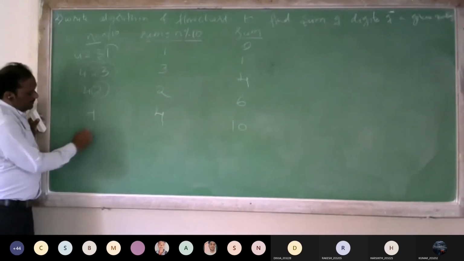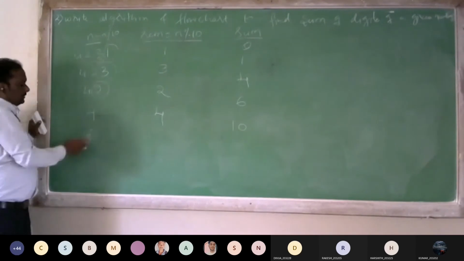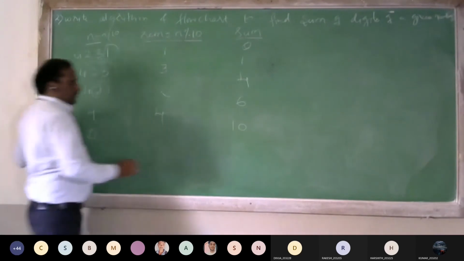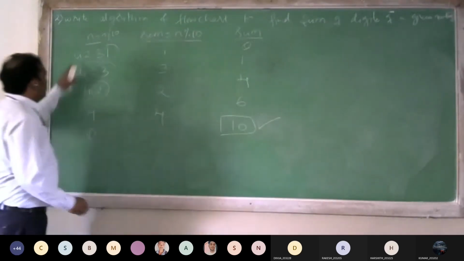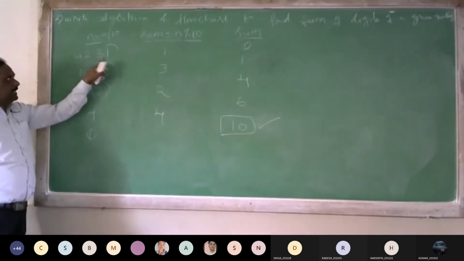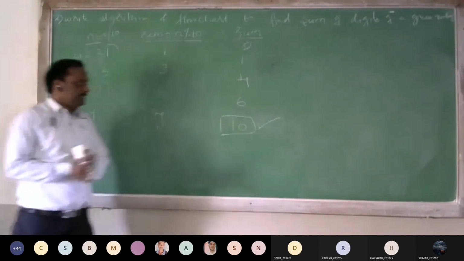Again divide this 4 by 10. What is 4 by 10? 4 by 10 is 0. When n becomes 0, stop. Then what will the sum be containing? It is containing 10. 4 plus 2 is 6. 6 plus 3 is 9. 9 plus 1 is 10. So we have got the sum as 10.